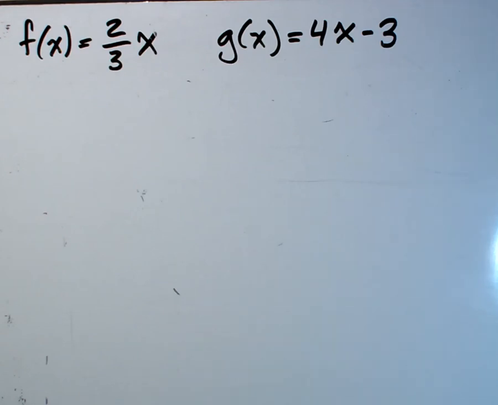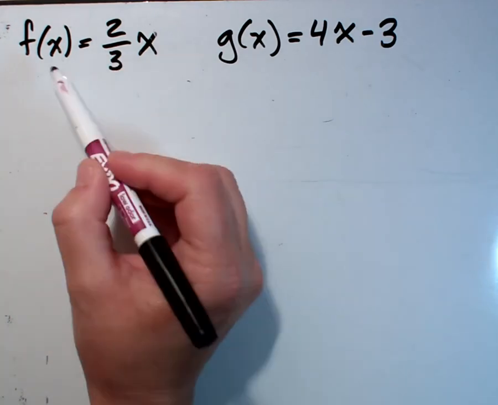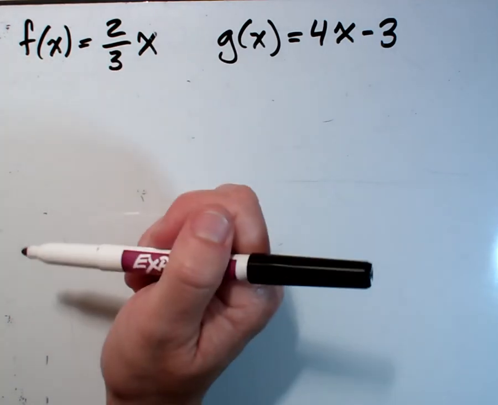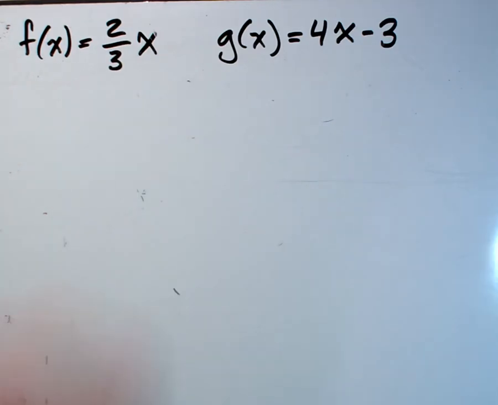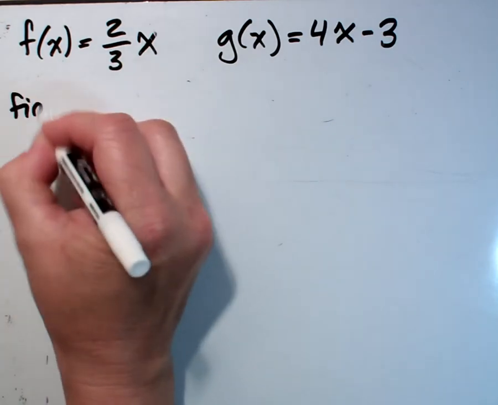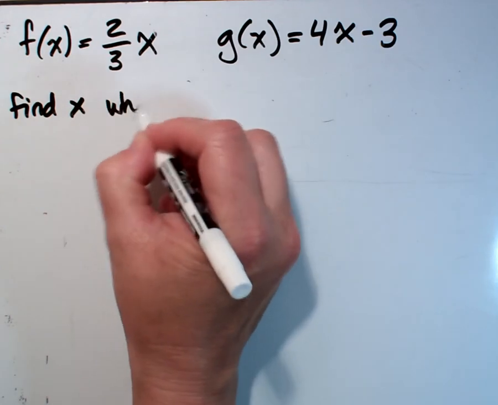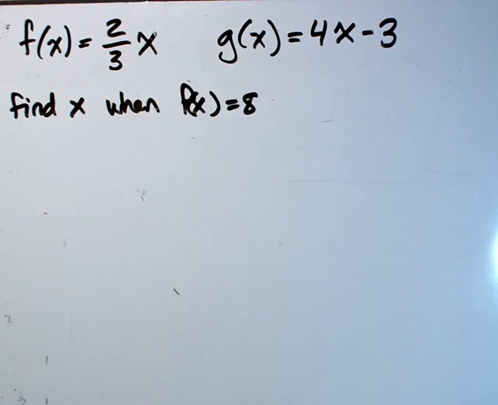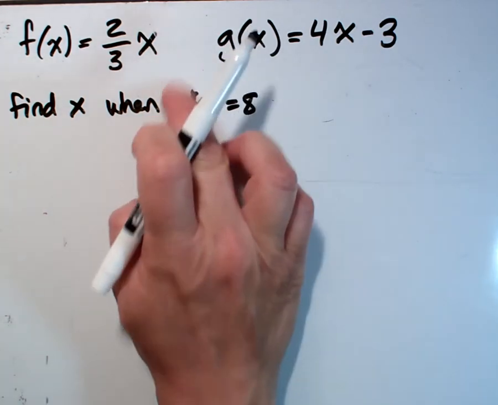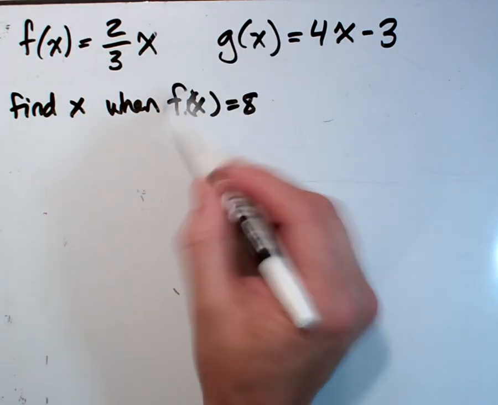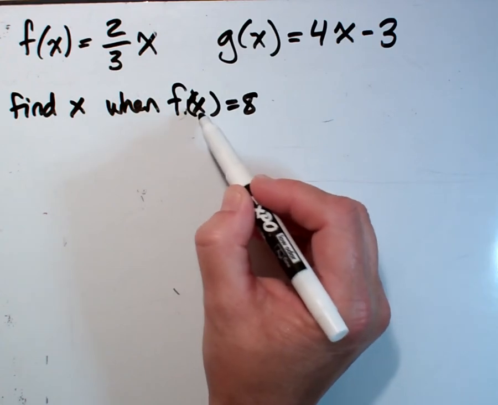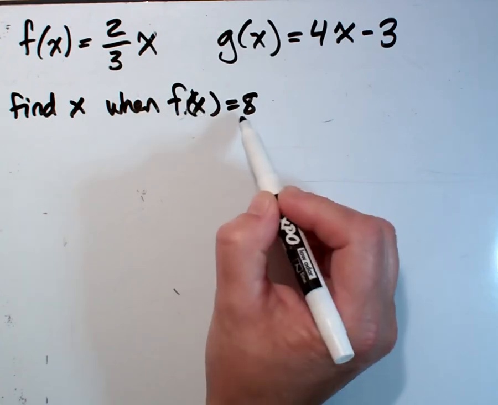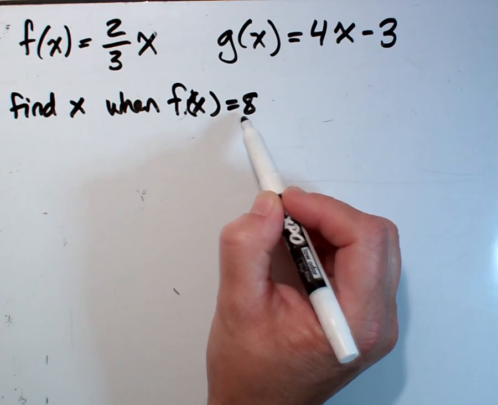Okay, up until now we have been evaluating functions, but now we're going to solve functions. And for solving functions, instead of giving you f of 2 or f of 3x, I'm going to say find x when f of x is equal to 8. So I didn't change f of x. F of x is still f of x, right? I didn't substitute anything in for x. So we're not evaluating. I'm telling you what f of x is equal to and asking you to solve.